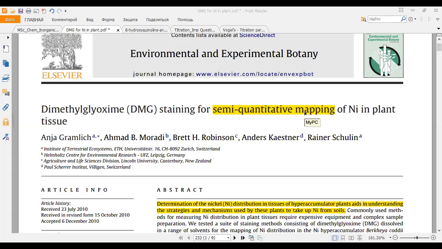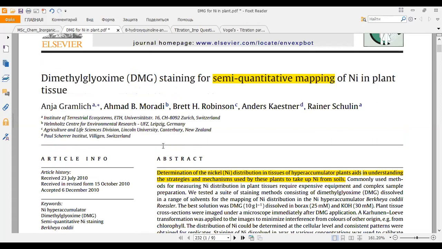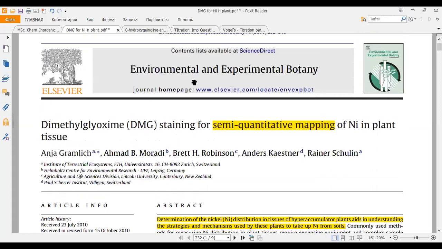Mapping means to show the nickel in plant tissues. Okay, you are using DMG to form a nickel complex, and that will help you to analyze the presence of nickel in different plant tissues. Okay, here I have highlighted some of the sentences and some points that are useful for us. So first of all, this article was published in Environmental and Experimental Botany. So it is more toward the plant side. So we'll be just looking at it briefly, okay?